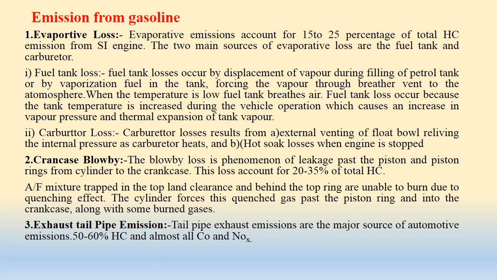Next, exhaust tailpipe emissions. Tailpipe exhaust emissions are the major source of automotive emissions, that is 50 to 60% of HC and almost all CO and NOx. So the tailpipe exhaust emissions are the major source of automobile emissions. Here we'll discuss them one by one.